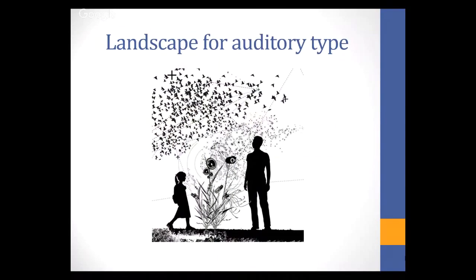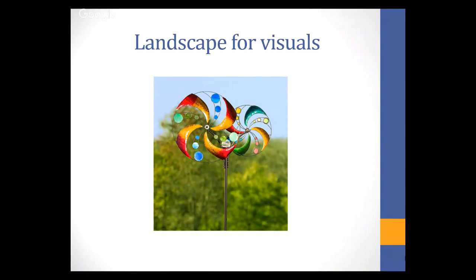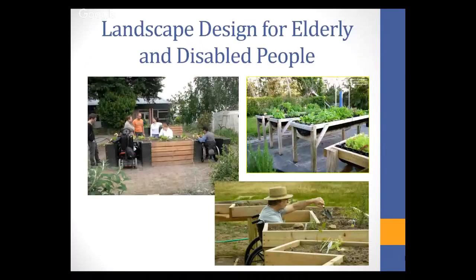For example, the landscape for the auditory type of people is about the sound around them. So we need to drive the attention. In our gardens, different feeders, drinkers, and houses for birds will be good. And another landscape, for visuals: they prefer to be in a recreation area, especially if it is furnished with some different cute things and decorated. And the last part is landscape design for elderly and disabled people.